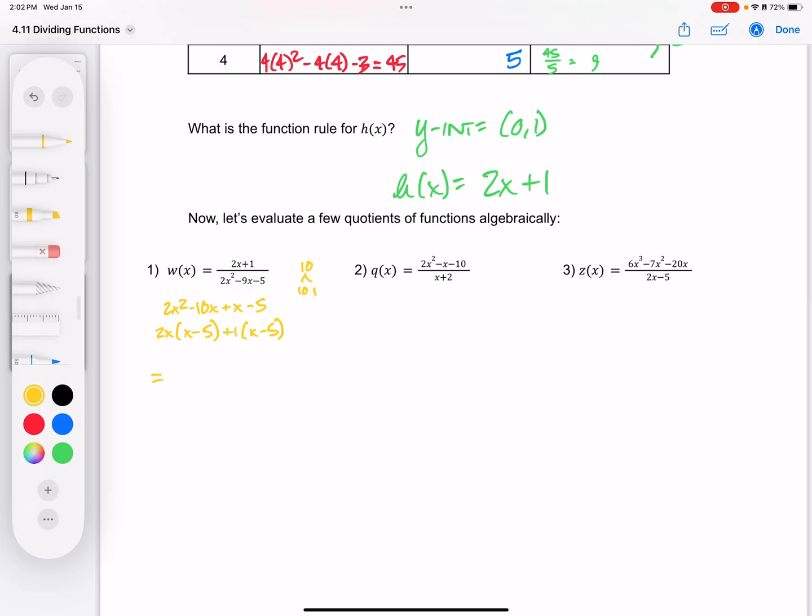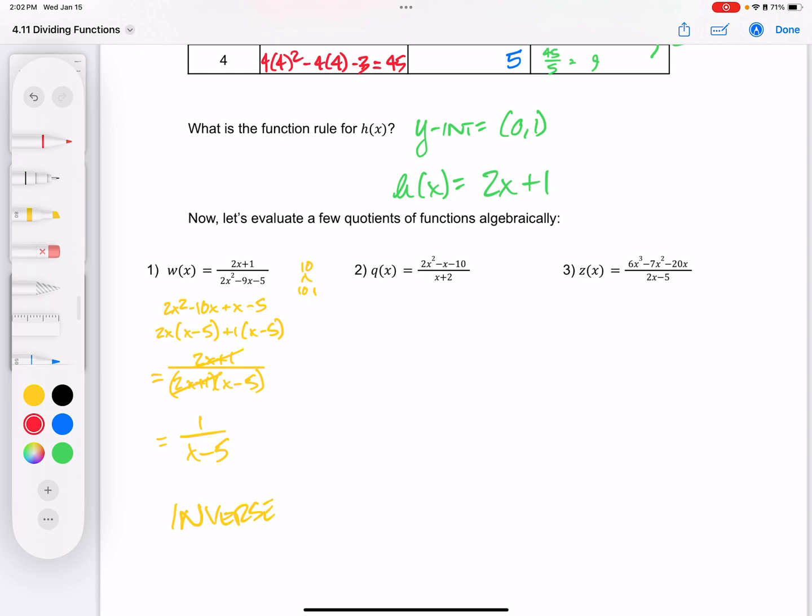So this one becomes 2x plus 1 over 2x plus 1 and x minus 5. The 2x plus 1s cancel. I leave 1 behind. So this is 1 over x minus 5. X in the denominator leaves it as an inverse function.